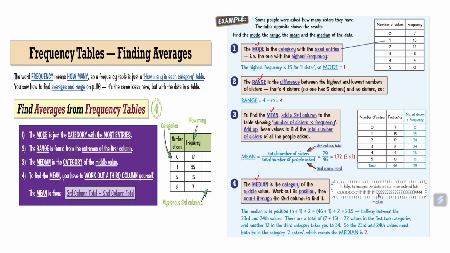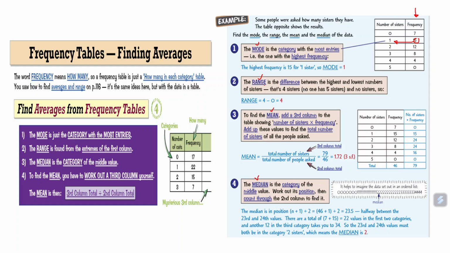The first question is what is the mode? The mode simply means the most frequent, the one that has the highest number. So if we come to the frequency column here, the highest frequency here is 15. As such, the mode here is 1.